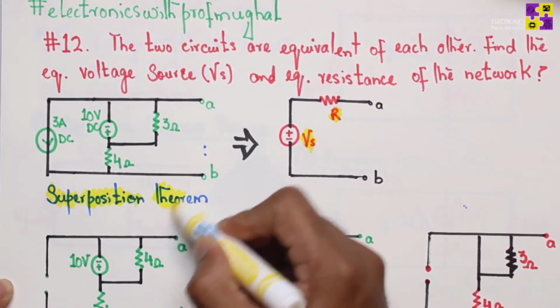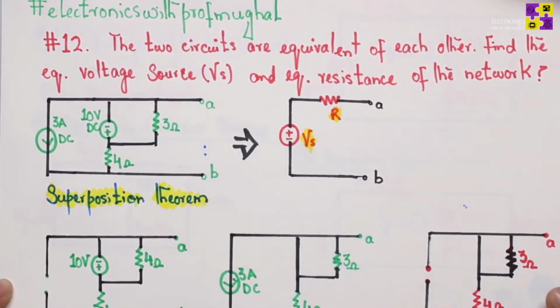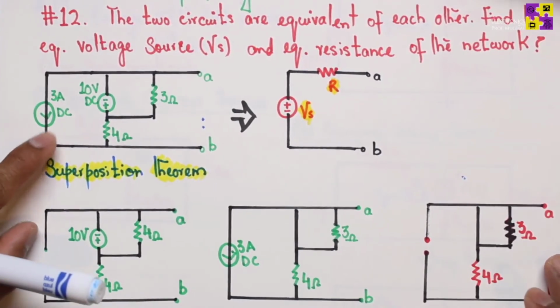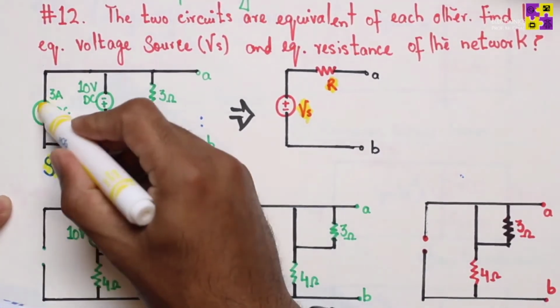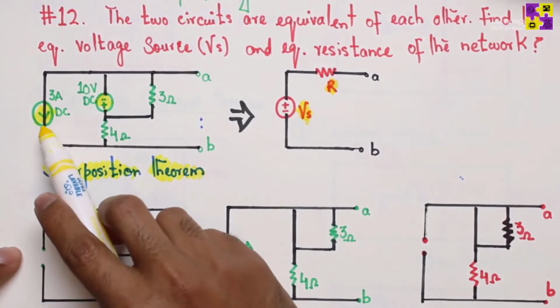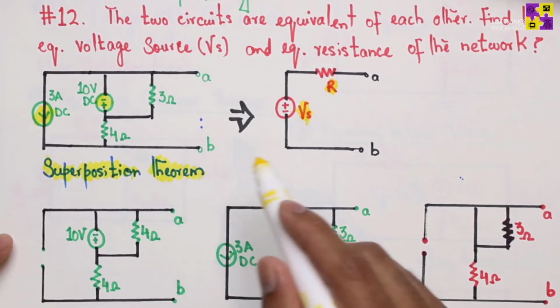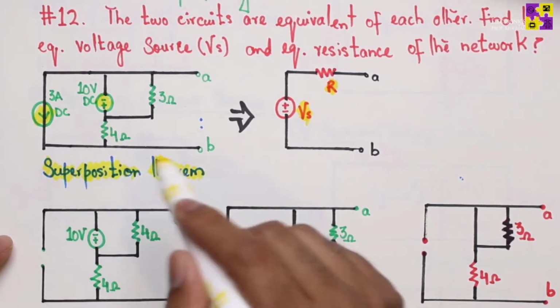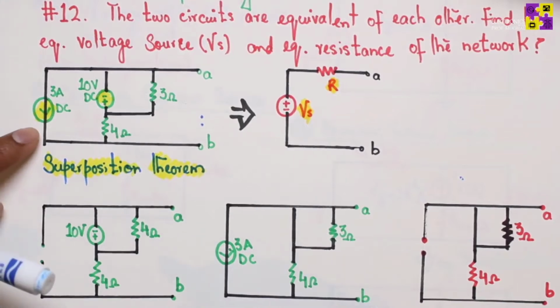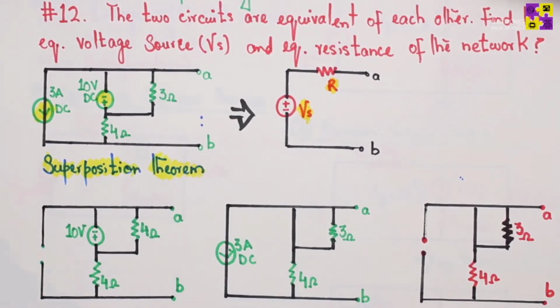If you are very new to the superposition theorem, this is what we do. If you notice here, we have two kinds of sources. One is the current source right here, and then we also have a DC voltage source over here. We keep one source, do the analysis, and then restore the other source and do the analysis. So we're going to start off by removing the current source here.